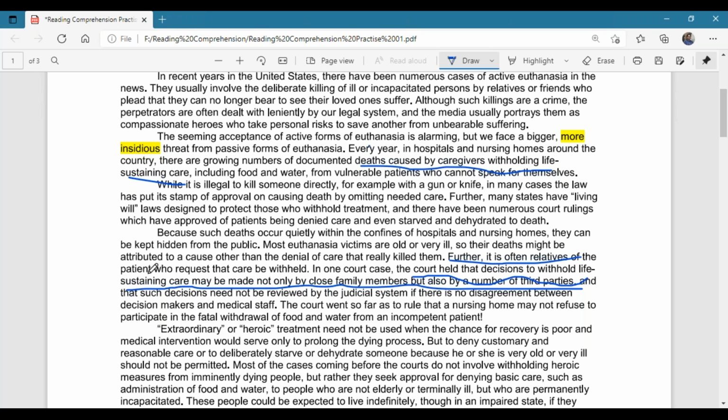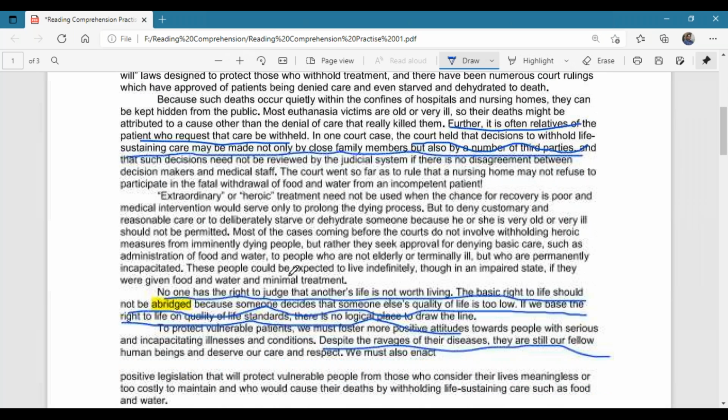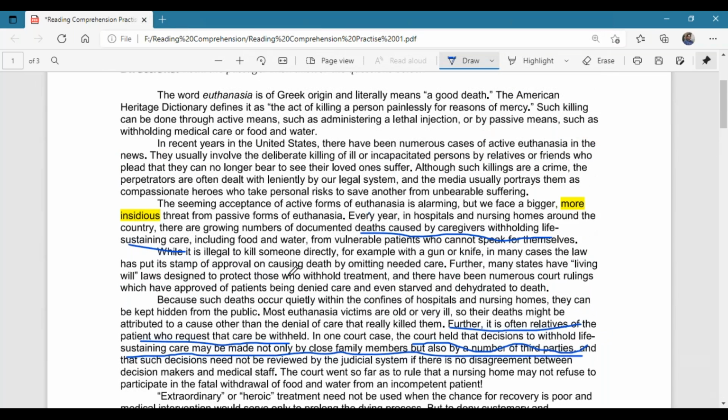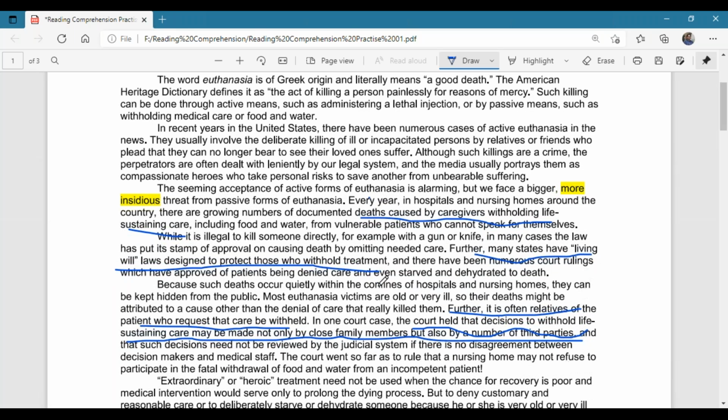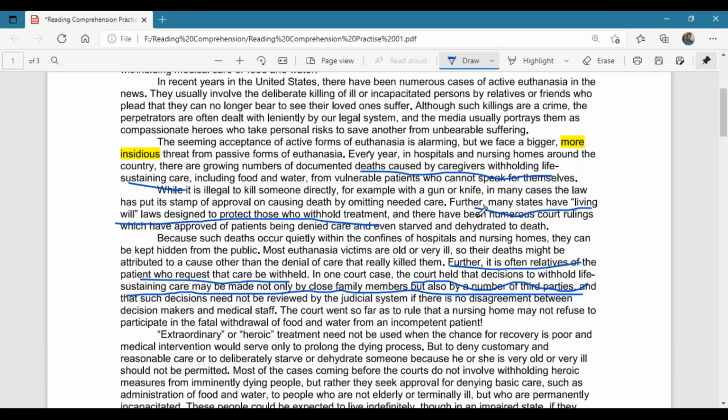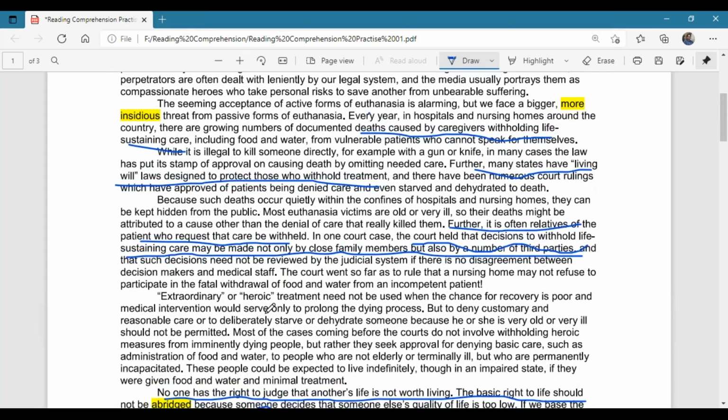It is often relatives of the patient who request the care to be withheld. This I'm showing you for the fourth question. Okay, just wait, I'm going to show it to you. Further, many states have living will laws designed to protect those who withhold treatment. So the patient himself wanted to withhold the treatment, or when the patient's death is almost confirmed. Let me explain this one in a clear way. See, in paragraph 3, 4, 5, 6, I think this is.